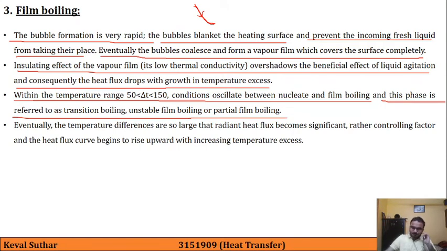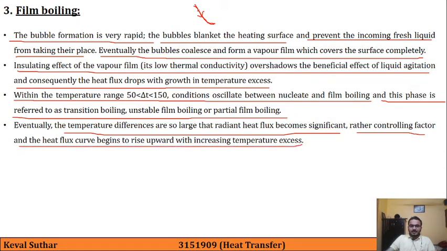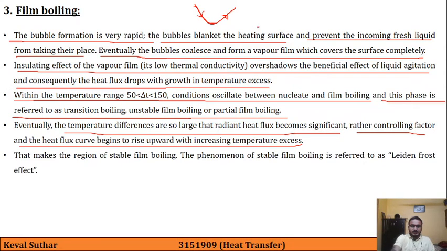Eventually here the temperature difference is so large that the radiant heat flux becomes significant, and rather a controlling factor, the heat curve begins to rise upward with increase in temperature axis. That is the upward trend that we were observing, that was the last stage in the graph. This makes the region of stable film boiling, and this phenomenon of stable film boiling is referred to as the Leidenfrost effect.